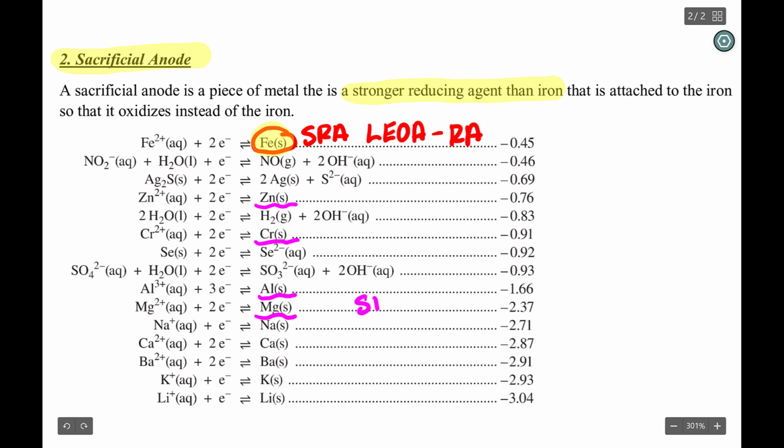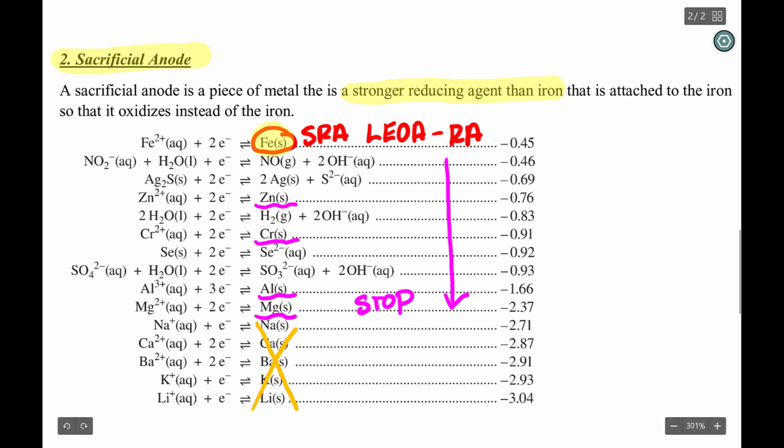Now, this is where I would stop. You would not be attaching a piece of sodium metal to something that is going to get wet, because of course it would produce hydrogen gas and explode. So I'm looking for a stronger reducing agent than iron, so I'm going below iron, but I'm really not going past this point because these aren't realistic metals to be using as sacrificial anodes, just due to their very high reactivity and even explosiveness. They're also very, very expensive.